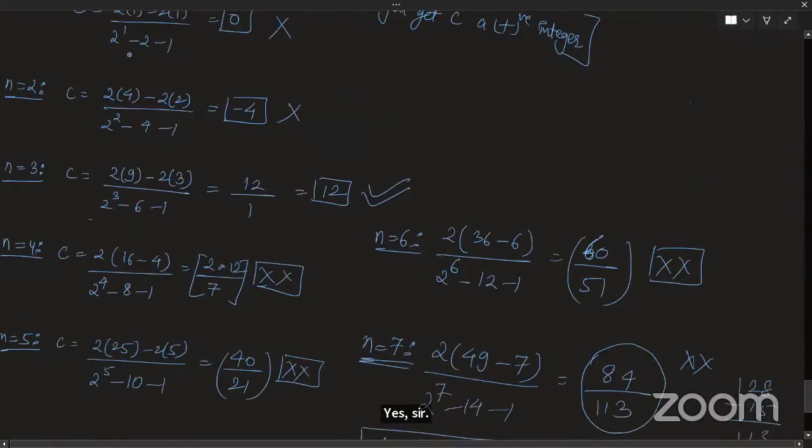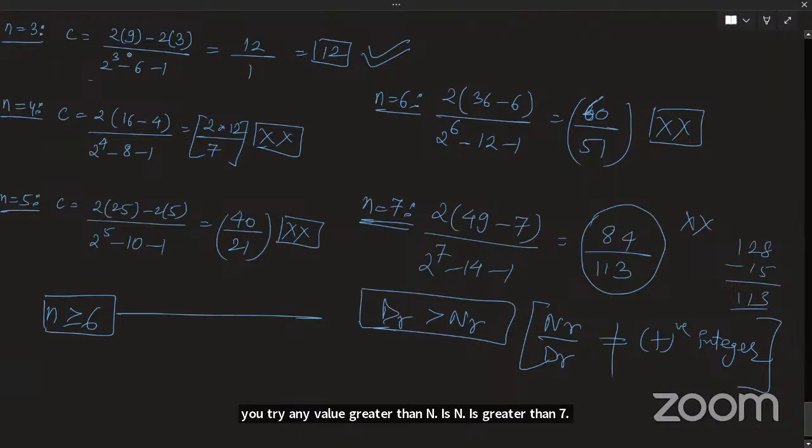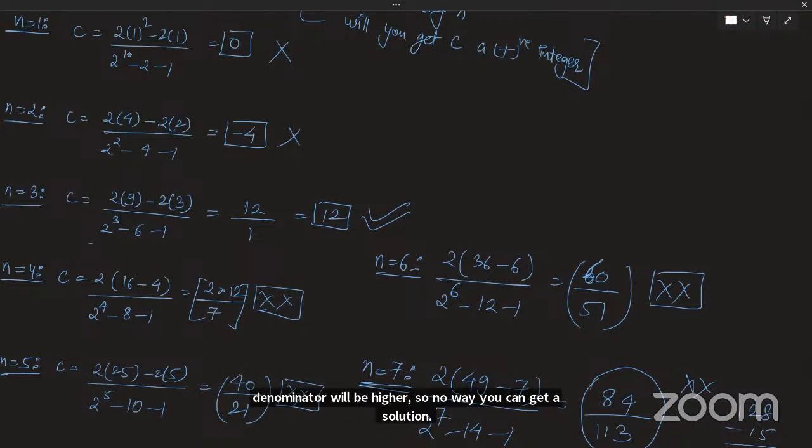Even like it is just basic, you can just think of it. You can try for any value greater than 6, or n greater than 7. If you try for any value, your denominator will be higher. So no way you can get a solution. So there was only one solution possible, with n is equal to 3.